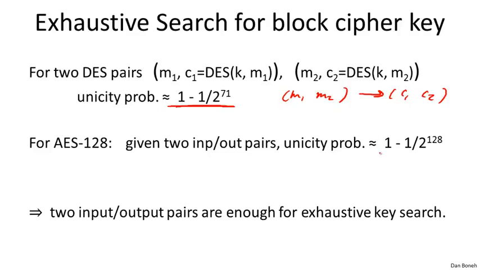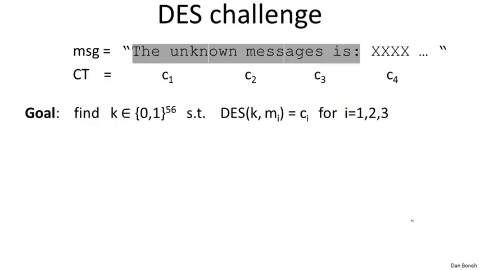And by the way, the same is true for AES. If you look at AES 128, again, just given two input-output pairs, there's going to be only one key with very high probability. So essentially now we can ask for this exhaustive search problem. I give you 2 or 3 pairs, and I ask you, find me the key. So how are you going to do it? Well, you're going to do it by exhaustive search, essentially by trying all possible keys one by one until you find the right one. So this is what's known as the DES challenge.